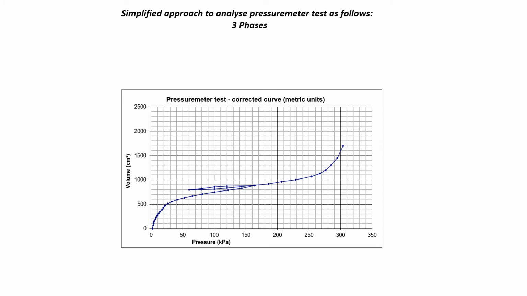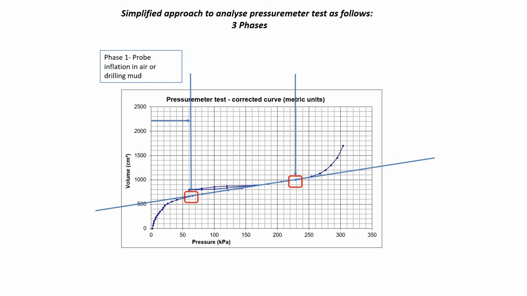Conceptually you have 3 phases, 3 stages during your Pressuremeter test. How to find these 3 stages? You make a tangent line to the linear elastic zone of your Pressuremeter curve, and you find 2 points sitting on this straight line, and these 2 points divide your Pressuremeter result into 3 phases. Phase number 1: the probe is inflated in air or in drilling mud. That means no contact between the soil of the borehole and your probe. If you're drilling with drilling mud, it's inside fluid, and if you're drilling dry using an auger, it's like inflating in air, so no resistance.